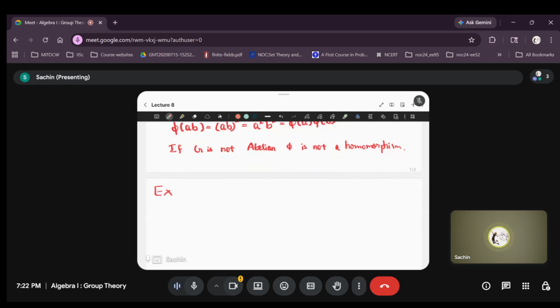And the final example is again where the domain is the same as the codomain, but instead of a function from a general group G to G, we'll consider a specific one. We'll take the function phi from S3 to S3. You remember what S3 is, right?